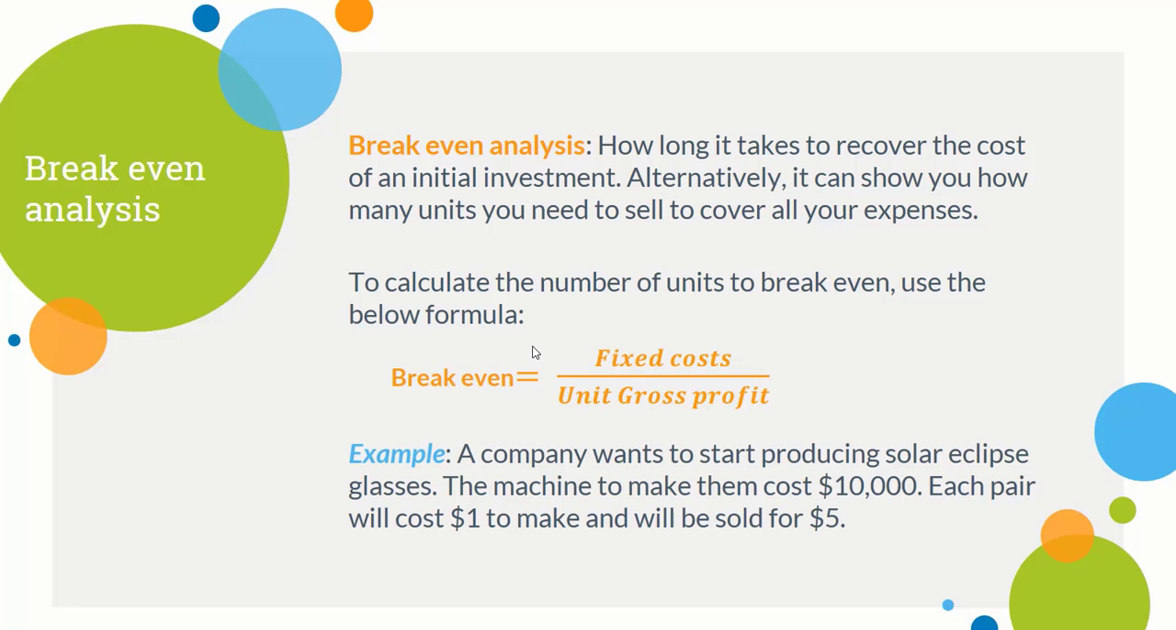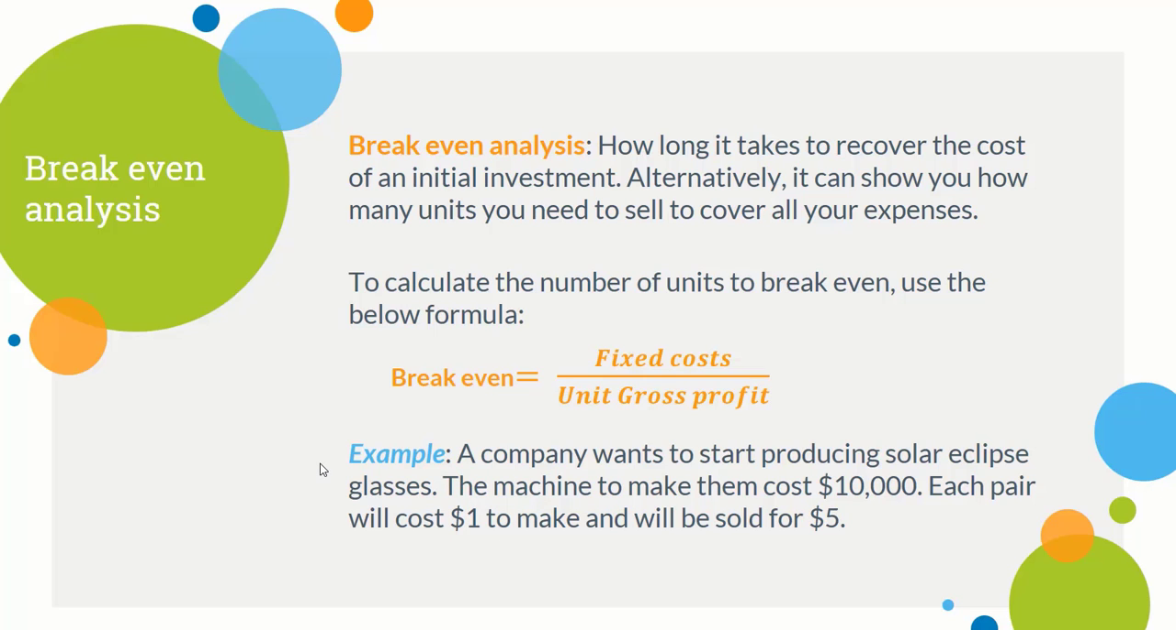So let's look at an example. Let's say a company wants to start producing solar eclipse glasses, and the machine to make them costs $10,000. Each pair will cost $1 to make, but will be sold for $5. In other words, they're going to have a gross profit of $4 because they are selling it for $5 and it costs them $1 to make it.